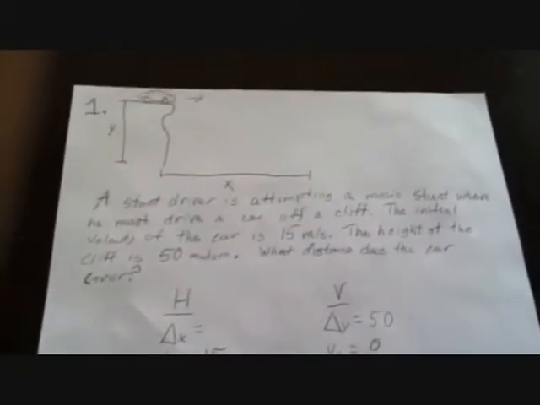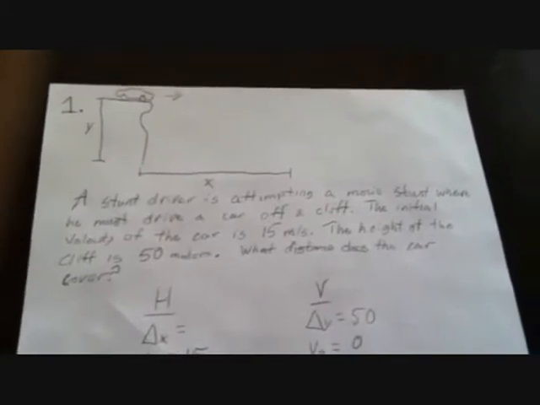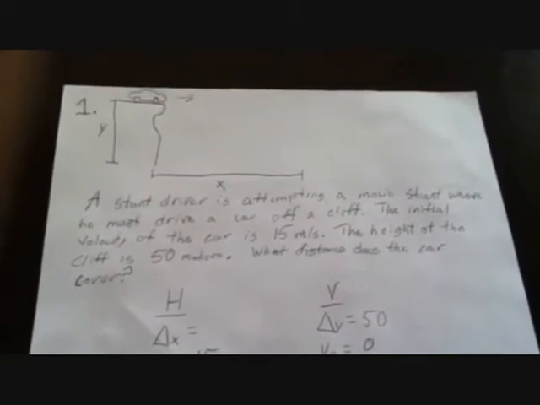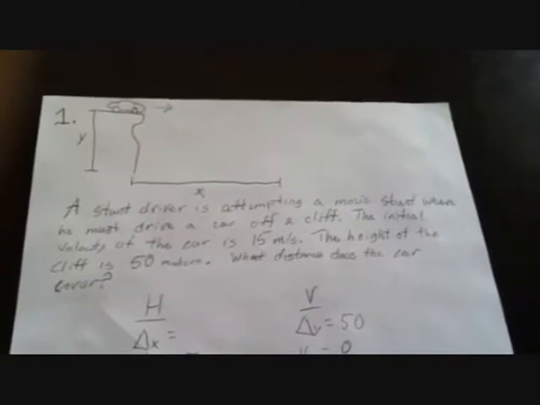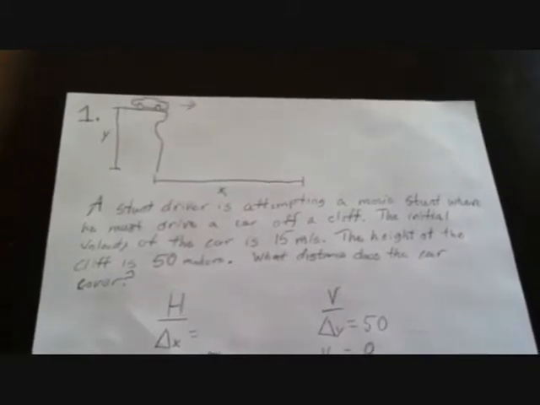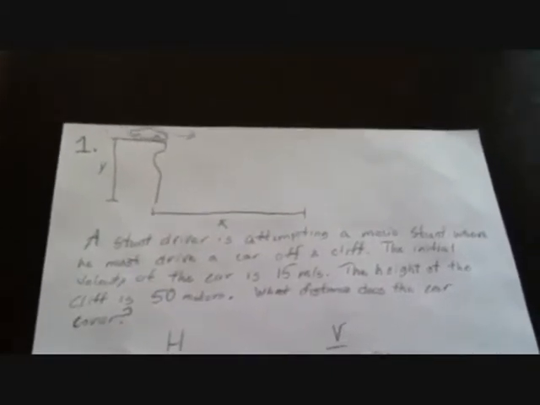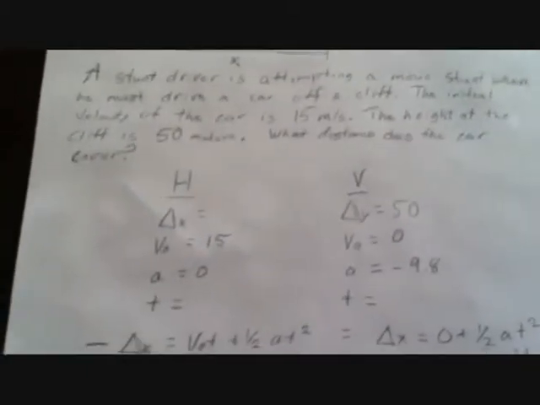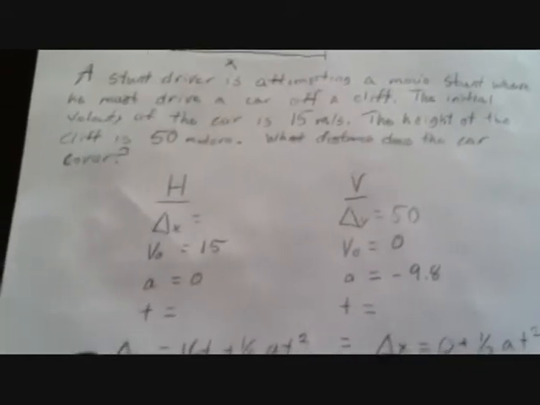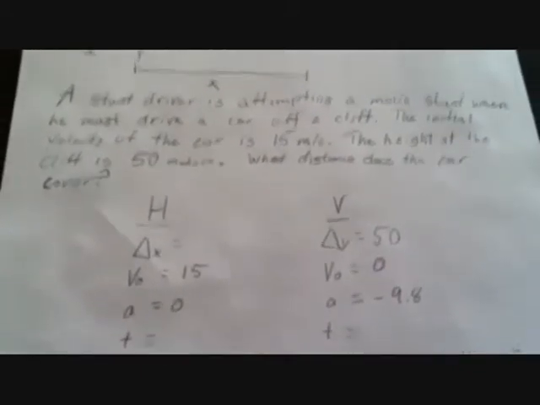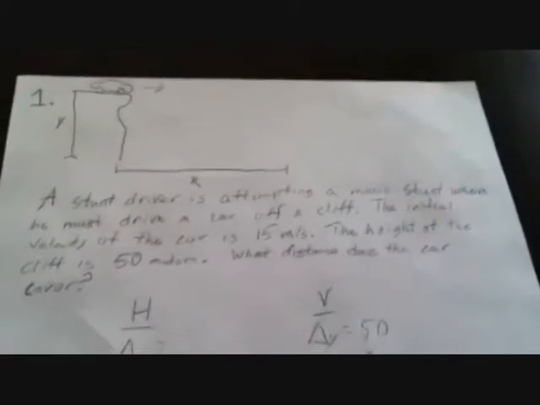Let's try our first problem. A stunt driver is attempting a movie stunt where he must drive a car off a cliff. The initial velocity of the car is 15 meters per second and the height of the cliff is 50 meters. What distance does the car cover? Now, the first thing you always want to do with a projectile motion problem is write out your horizontal and vertical components. You see, I've already written out the given components that we already have.